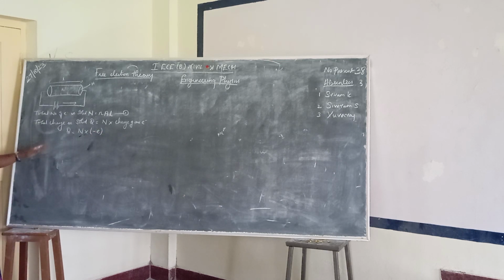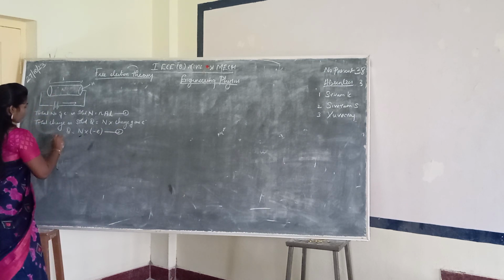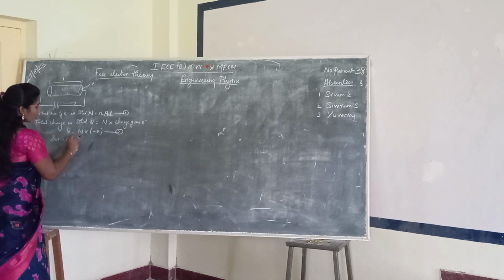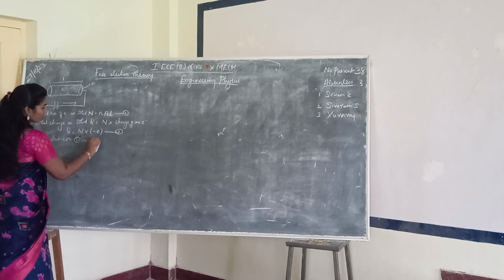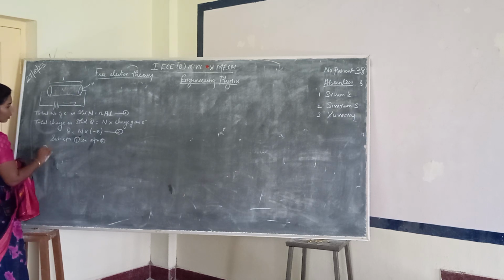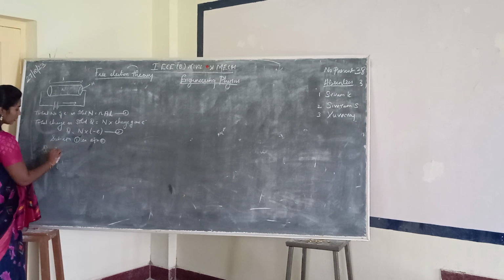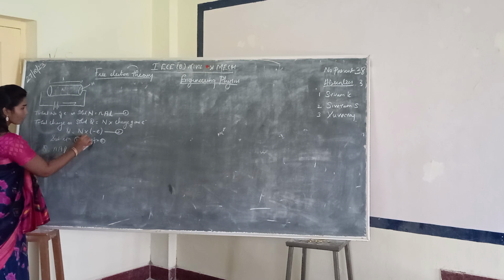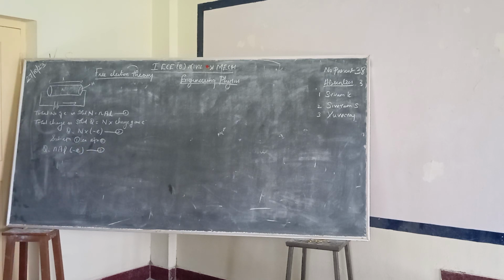Okay, so now this is your second equation. Substitute equation 2 in equation 1. So you write Q is equal to N, which is N A L, into minus e. So this is the third equation.